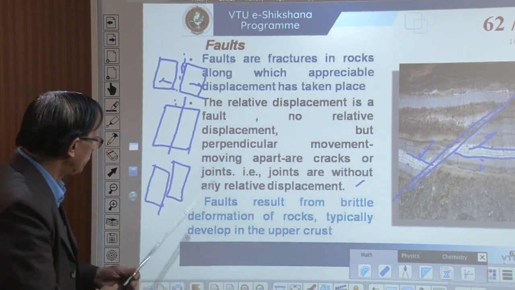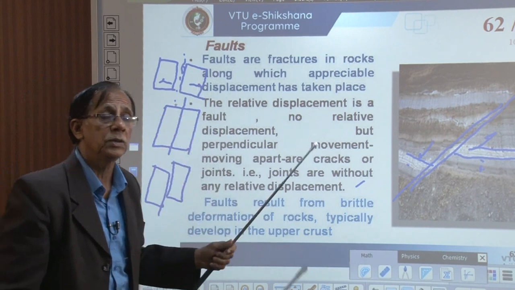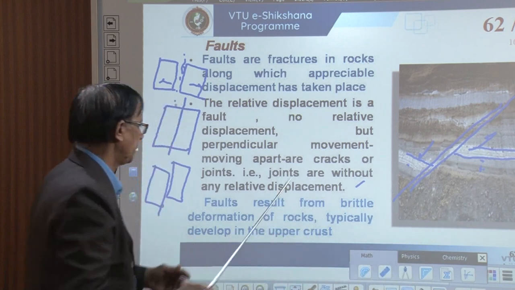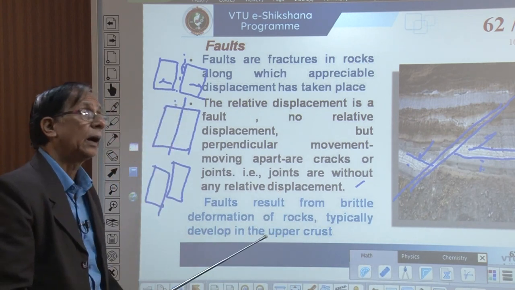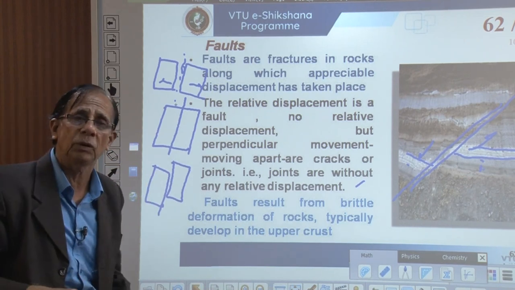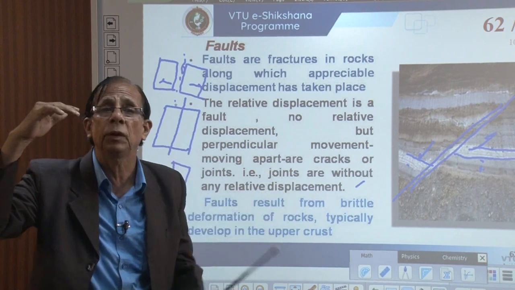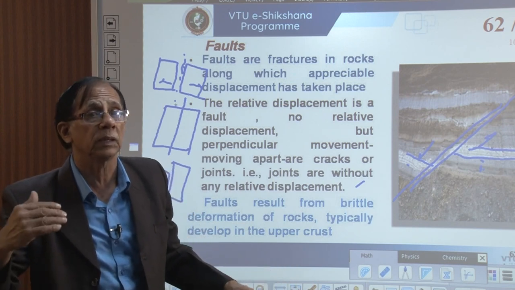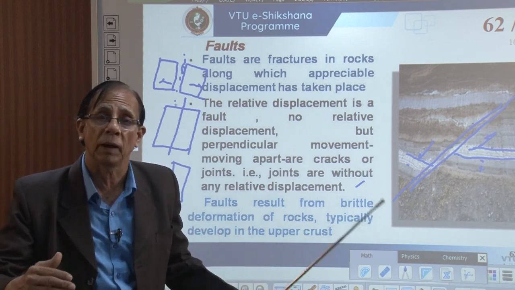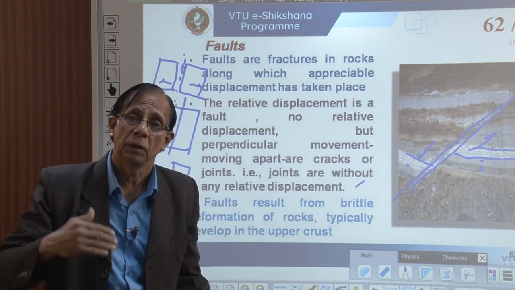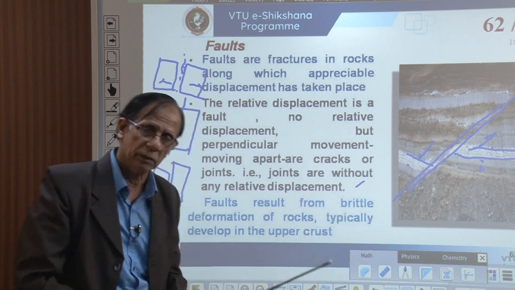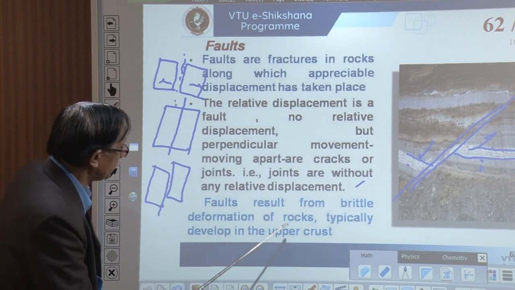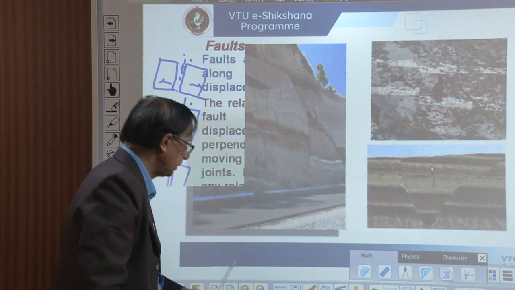Faults result from brittle deformation. What we have seen so far is the plastic stage. This is brittle deformation, the next stage of deformation. It is typically developed especially in the upper layer of the earth, because the upper layer, that is the crust, is very brittle. As you go deeper and deeper, pressure and temperature increase, we know. With the increase in temperature, rocks become more plastic. Therefore, they do not immediately undergo the rupture stage. At a shallow depth, brittle material responds immediately this way to the pressure, and we have a fault.